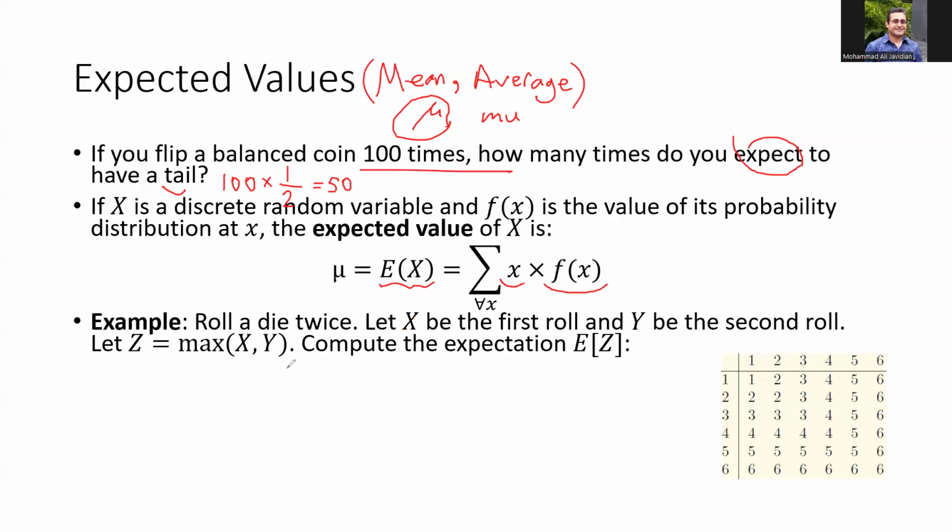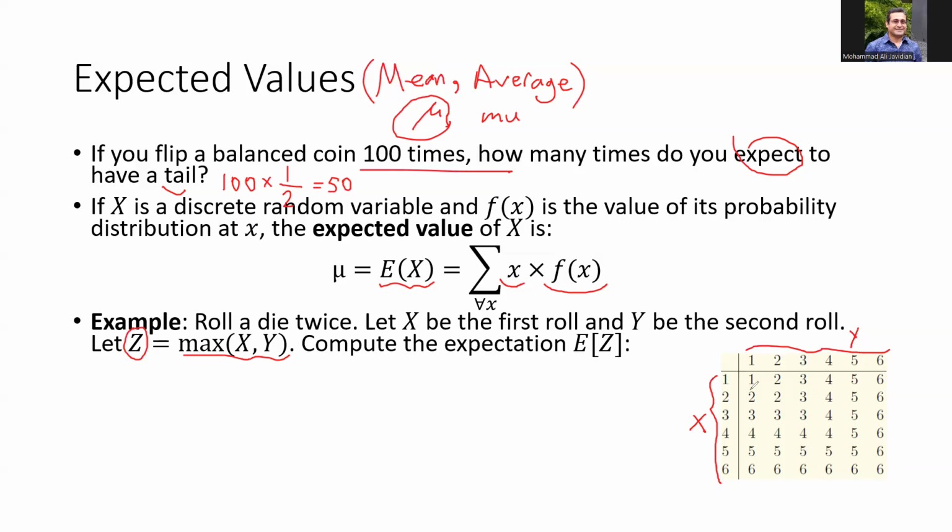Let me give you a simple example. I roll a dice twice. You see that in the table. The first roll is for x. For example, this is the value for x. And the second is for the y variable. I'm going to compute the max of x and y as your z variable.